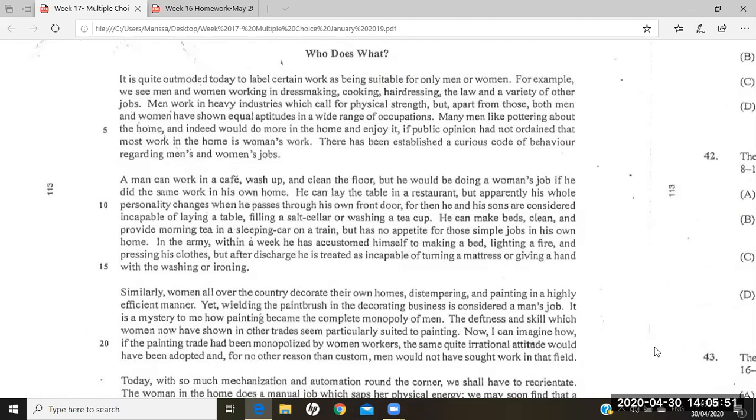Because there are some men who do a woman's job better than some women, and there are some women who do a man's job better than some men. So let's see what the questions are like for this section.